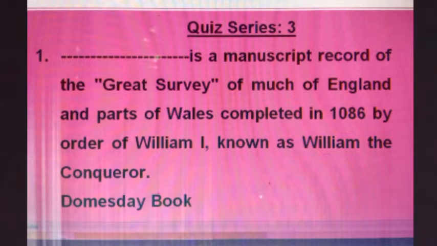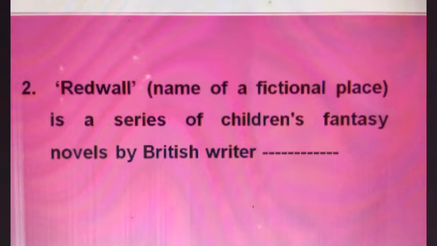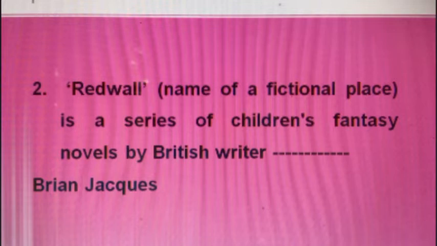The second question, Red Wall, name of a fictional place, is a series of children's fantasy novels written by the British writer dash. Answer, Brian Jacques. Red Wall, name of a fictional place, is a series of children's fantasy novels by British writer Brian Jacques.